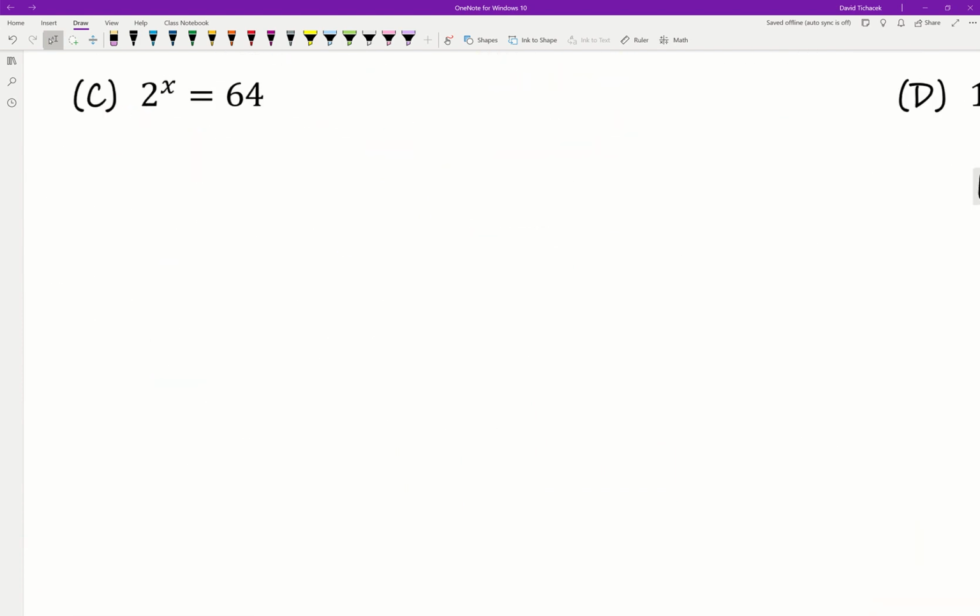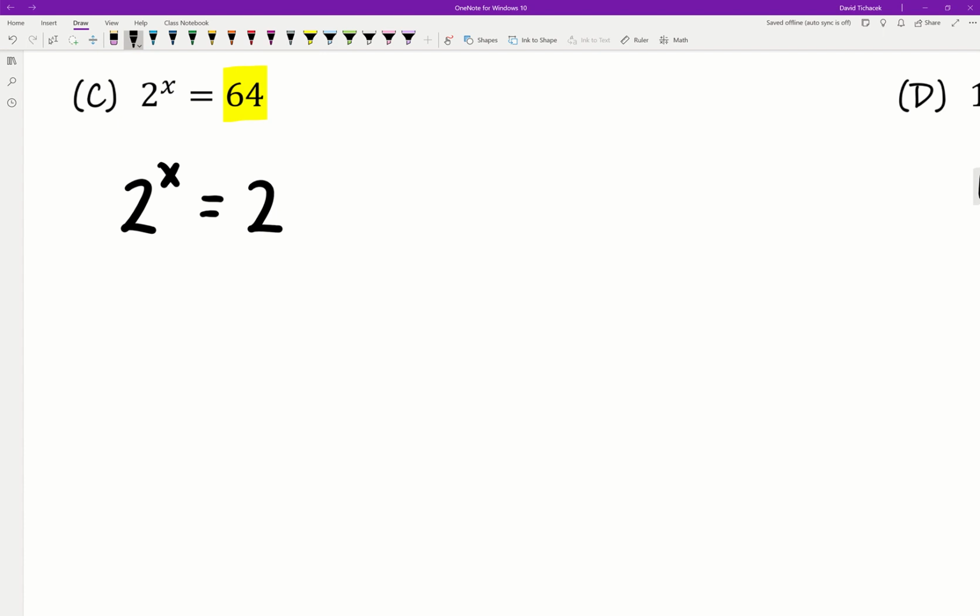Here in the next example, we have 2 to the x power is equal to 64. So obviously those bases don't match. 2 and 64 are not the same number, but we can get that 64 to be rewritten with a base of 2, right? And go ahead and rewrite this as 2 to the x power is equal to 2 to some power.